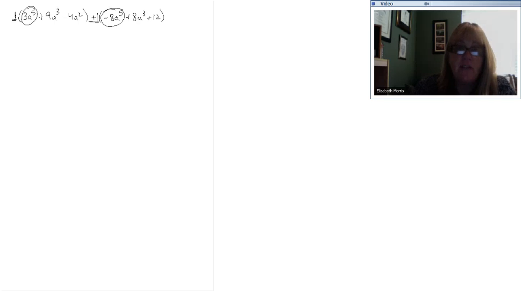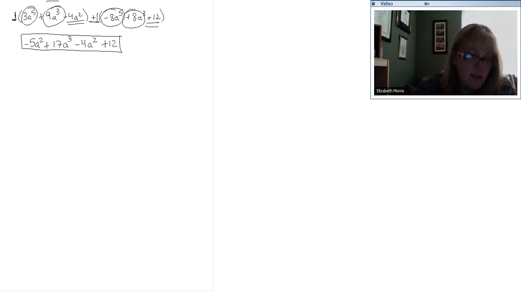3 and negative 8 gives me negative 5a to the fifth. 9 and 8 give me 17a cubed. There's no other a squared, and there's no other constant. Good. So then, looking at that same idea, what would I do here?